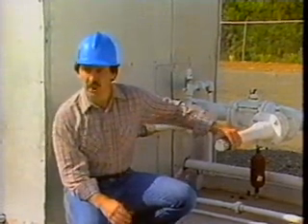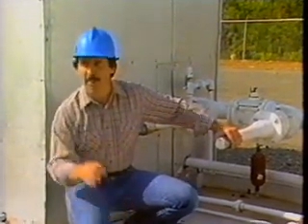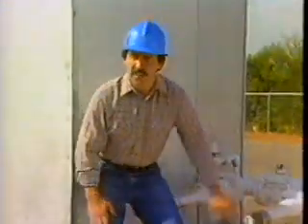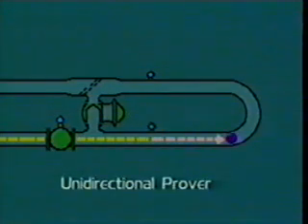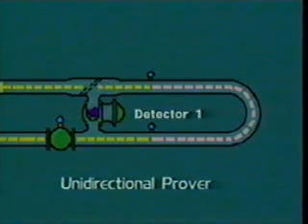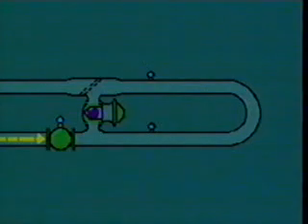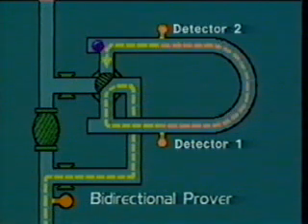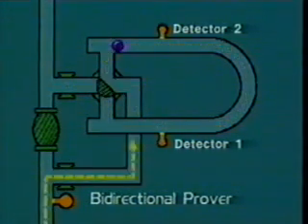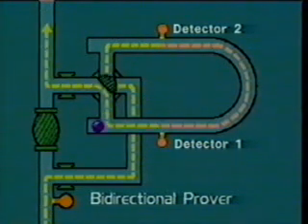At the end of each known volume passage, the meter measured volume is compared to the prover volume. Field provings of turbine and positive displacement meters use either unidirectional or bidirectional pipe provers, a master meter, or possibly a portable small volume prover. In a unidirectional prover, a trip or known volume is defined by the displacer traveling from detector 1 to detector 2. For a bidirectional prover, a round trip is the displacer traveling from detector 1 to detector 2 plus traveling from detector 2 to detector 1.